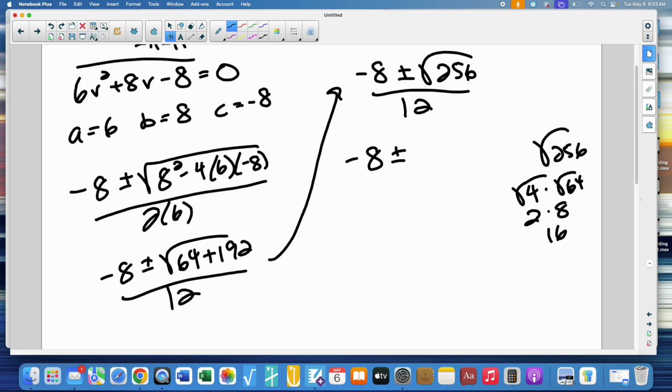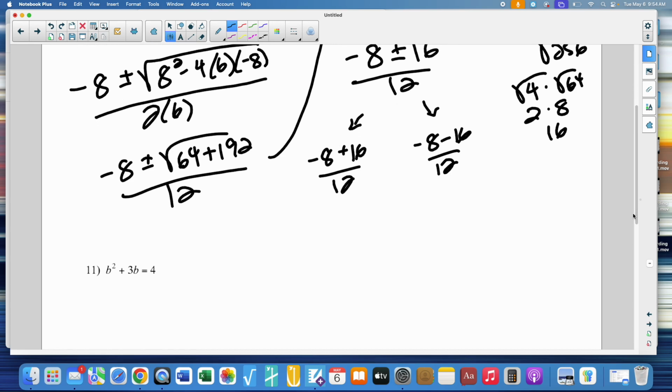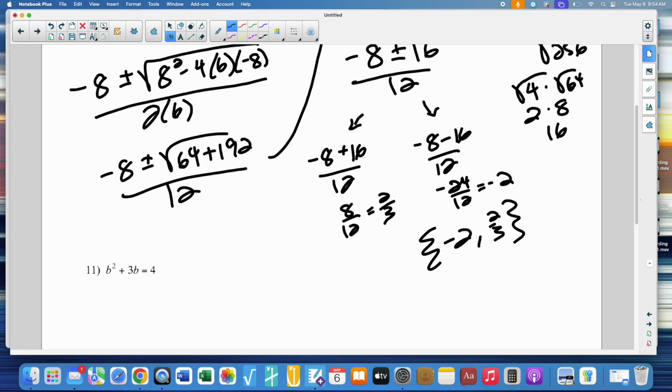I'm sure you all saw that while I was doing the video, and you said I made a mistake. I did. It's okay. But I caught it because I took my time. And we have two problems: negative 8 plus 16 over 12, and negative 8 minus 16 over 12. That's going to give me 8 over 12, which simplifies to 2/3. This is going to give me negative 24 over 12, which is negative 2. So negative 2, comma, 2/3 are my solutions.